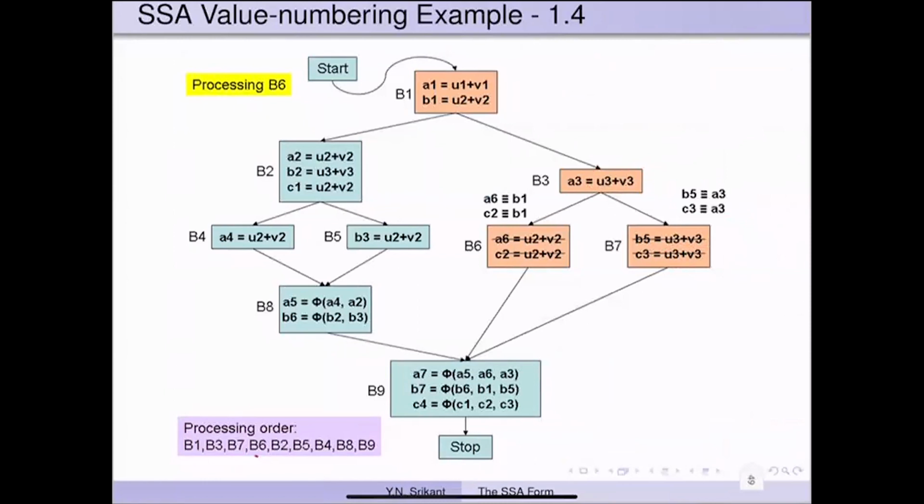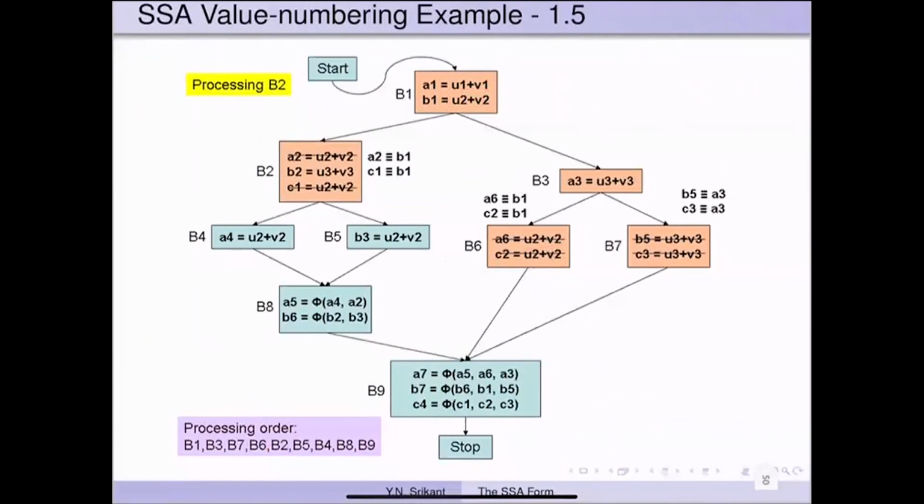Then we process B6 according to this order. So we have U2 plus V2 here, right? So U2 plus V2 is defined here, and that can be used as a common sub-expression. See? So A6 is equivalent to B1 and C2 is equivalent to B1 again. So we can tag along A6 and C2 to B1 itself.